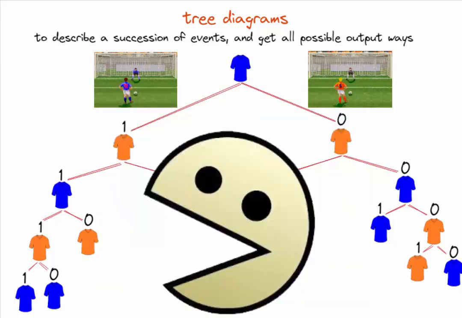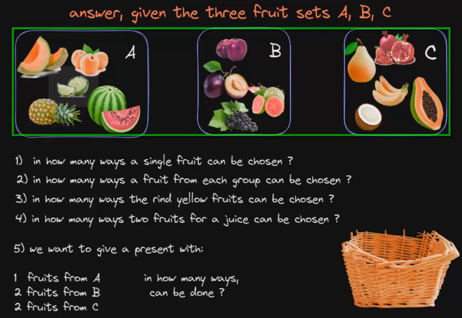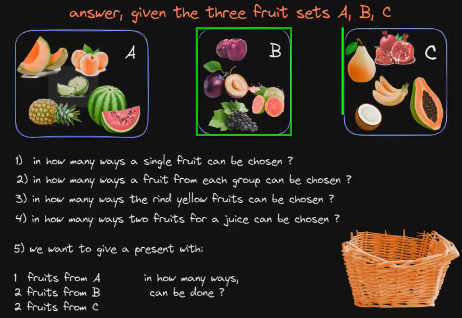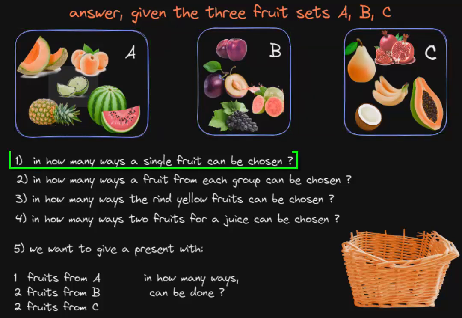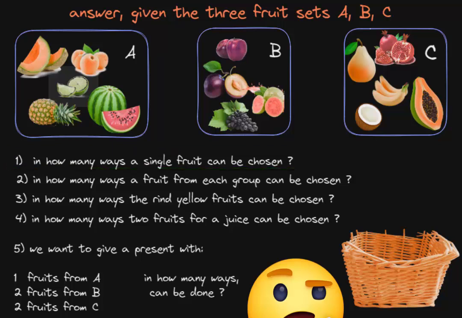If you pay attention, as always, you are going to pass the following test. Let's go. In this fruit universe, we have 3 sets, A, B, and C. Question 1. In how many ways can a single fruit be chosen? Question 2. We want to take a single fruit from each set. In how many ways can this be done? Question 3. We want the yellow ones: banana, peach, and pear. In how many ways can this be done?